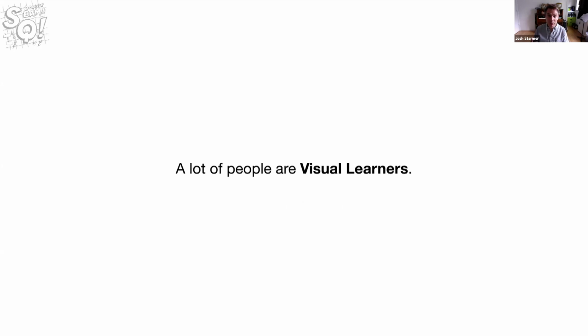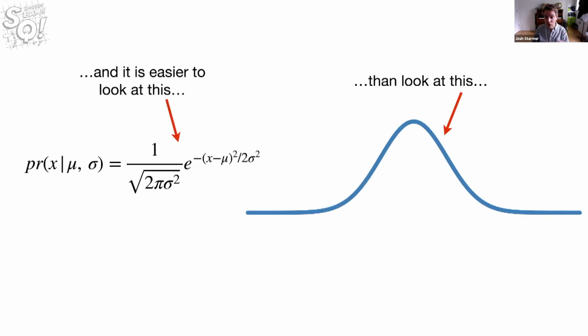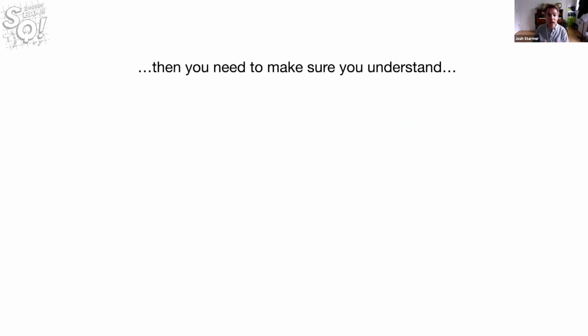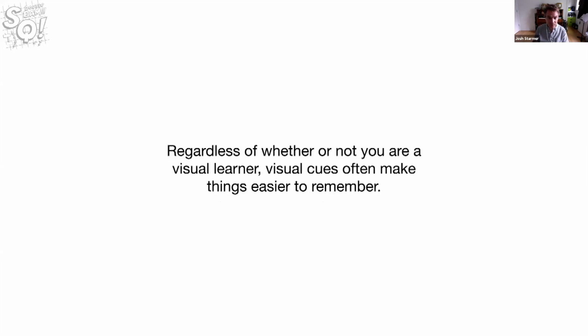A lot of people are visual learners. If you're not a visual learner, and it's easier to look at this than look at this, then you need to make sure you understand rule number 2, have empathy for the audience. Regardless of whether or not you are a visual learner, visual cues often make things easier to remember.